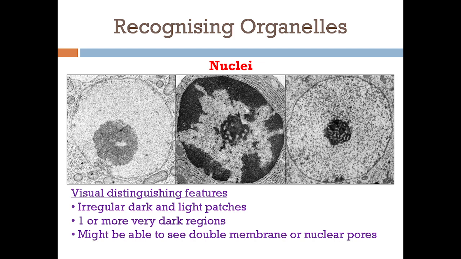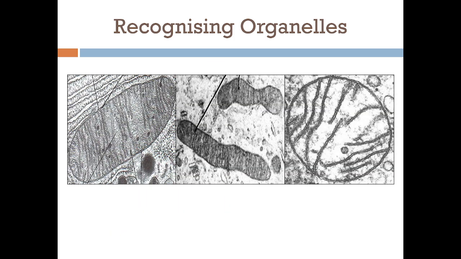So really the more common distinguishing feature would be the irregular patches of coloration, and usually there should be the nucleolus also. Not a given, they may not have, but usually there will be either one or a few. Those are more common.